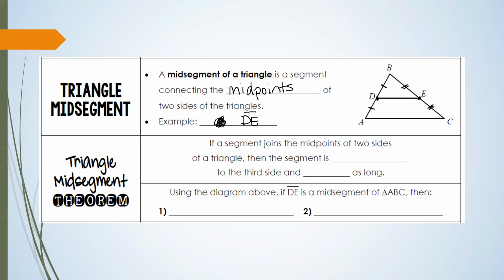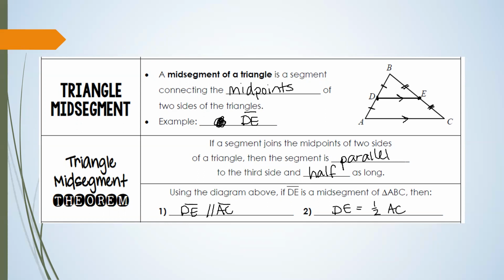All right, now if a segment joins the midpoints of two sides of a triangle, then that midsegment is going to be parallel to the third side and half as long. So in this diagram, if DE is a midsegment of triangle ABC, then DE is going to be parallel to AC. And DE's length will be half of whatever AC's length is.